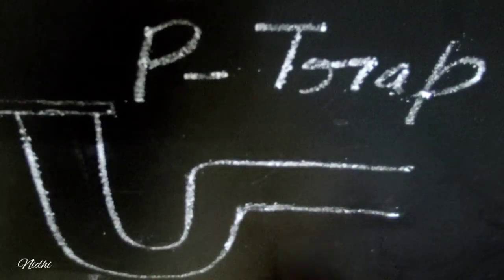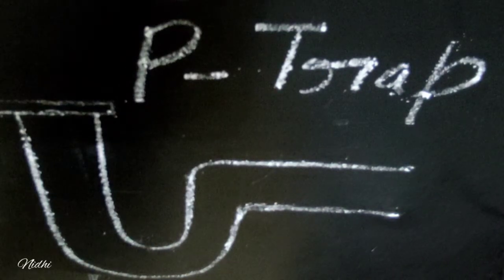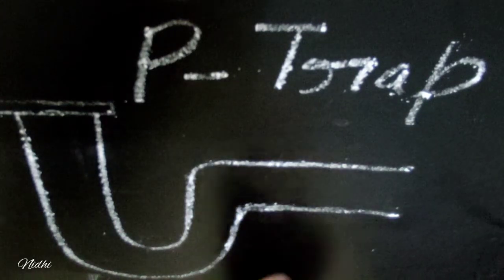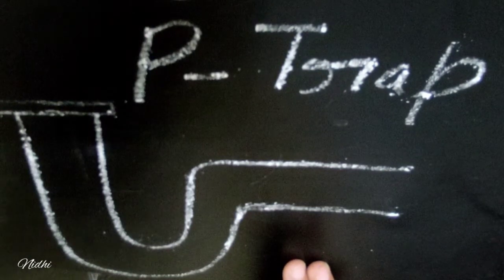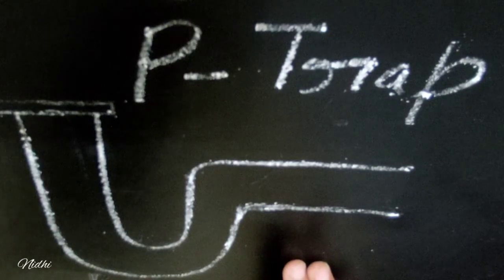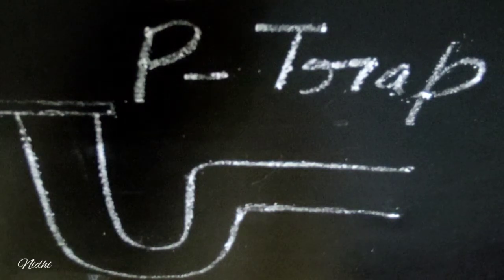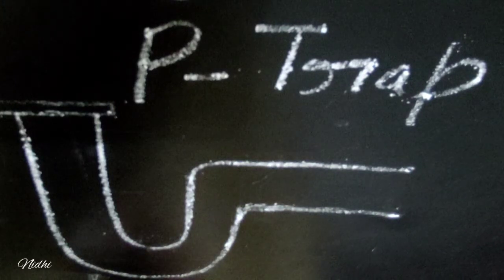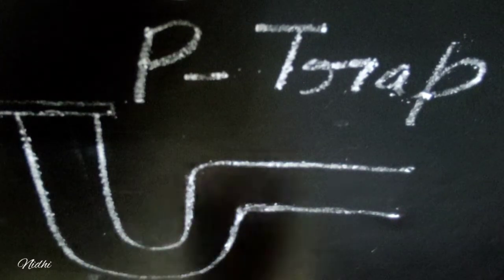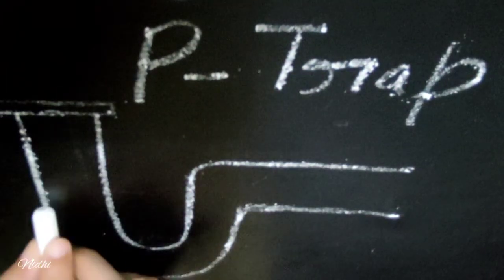Traps can be made in different shapes and they are normally named after the shape of a letter. There are P traps, as I showed, S traps and Q traps. Depending upon the use and the location, various types of traps are used in plumbing. Now I'm introducing the P trap. A P trap holds a small amount of water that stops sewer gas from rising up into the building.